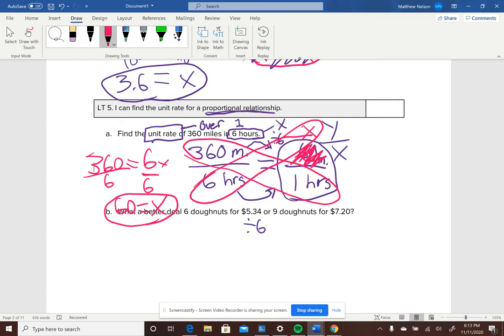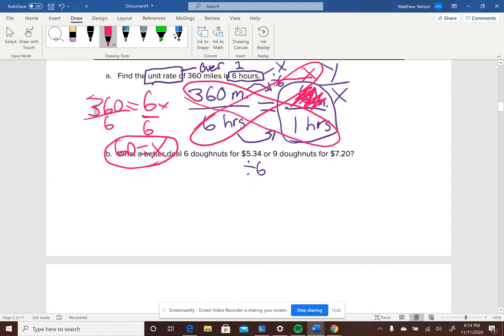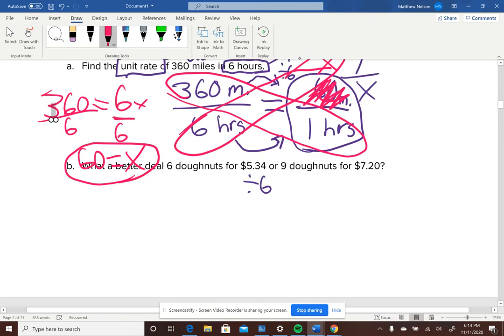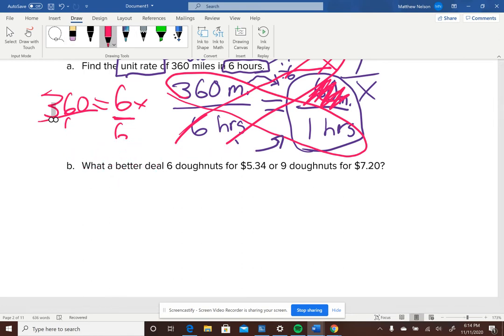You can also do like I did below, where you're like, oh, I need to get from 6 to 1 by dividing by 6, so I do the same thing up top. We'll do problem B with our proportion cross multiplying. So key here is how do we set it up? All right, so the deal is 6 donuts for $5.34 or 9 donuts for $7.20.